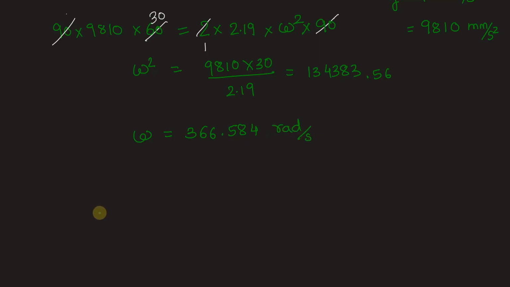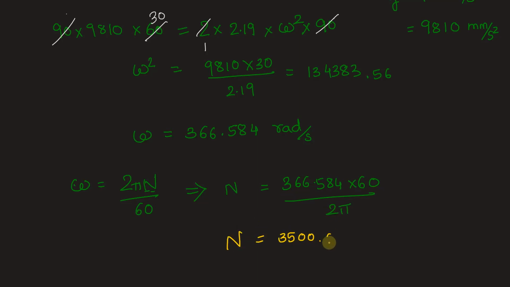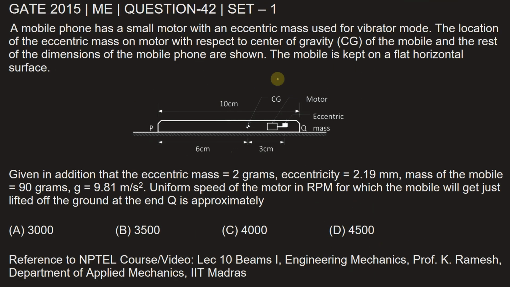Now we are being asked to find out the rotational velocity in RPM. RPM is revolutions per minute. We know that omega can be expressed as omega is equal to 2 pi n by 60. So from this we can find out n as n is equal to omega, which is 366.584 rad per second, into 60 divided by 2 pi. So this turns out to be 3500.616 rpm. Let's mark the correct option. So we have it in option B, 3500.